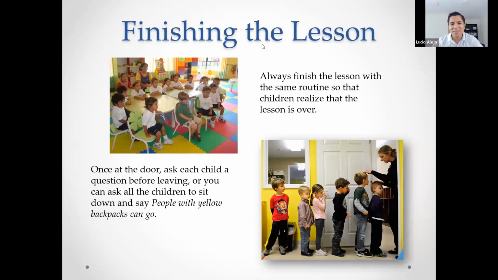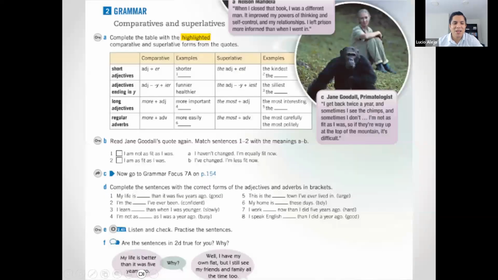Yes, again, this is especially for children. Once at the door, ask each child a question before leaving. Or you can ask all the children to sit down and say, people with yellow backpacks can go first, or people who are 5 years old can go first. Or you can simply ask a question like, give me a fruit that starts with A. Give me a fruit that starts with B, something like that. It's fun. You recycle some vocabulary and it's good. Perfect.